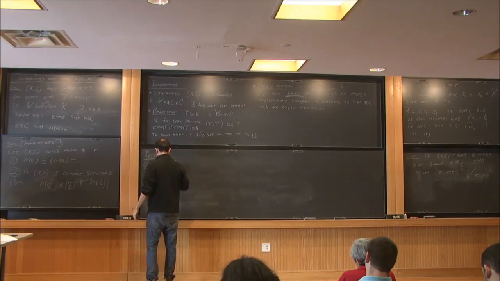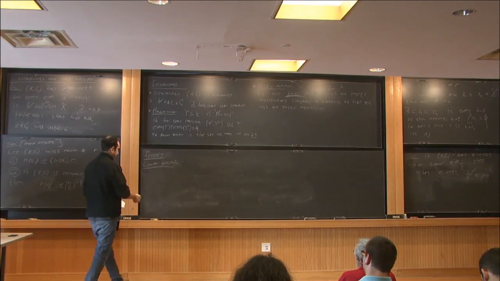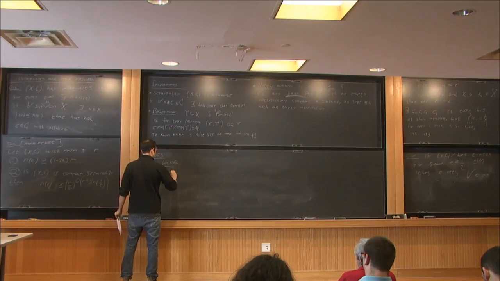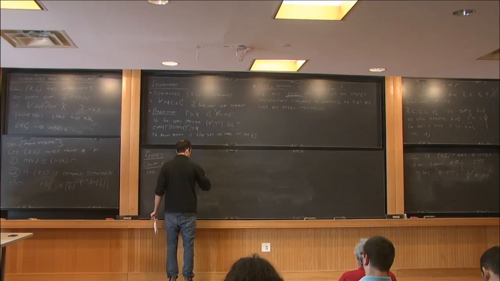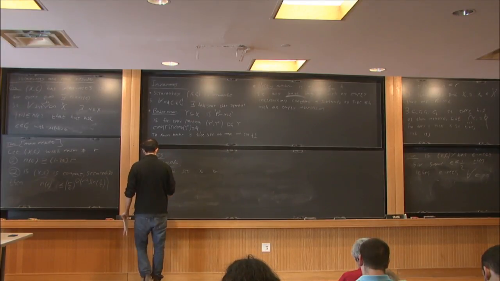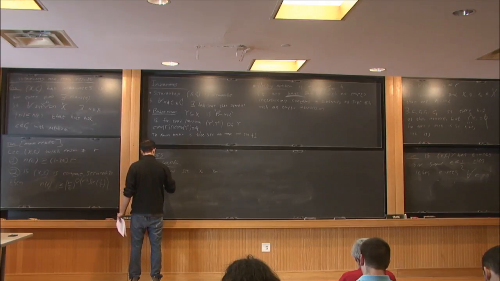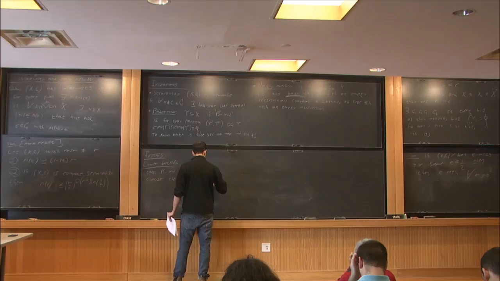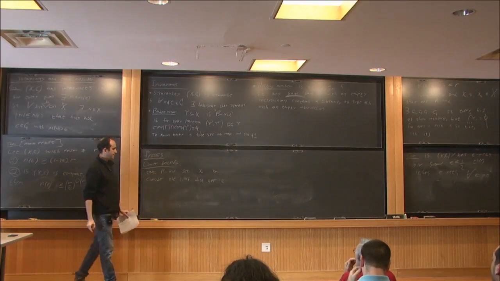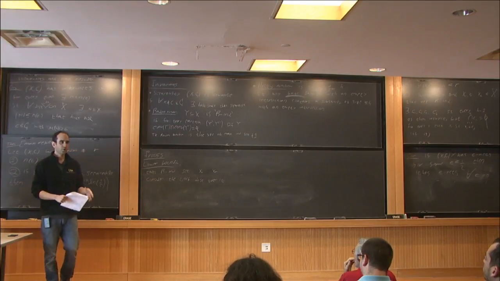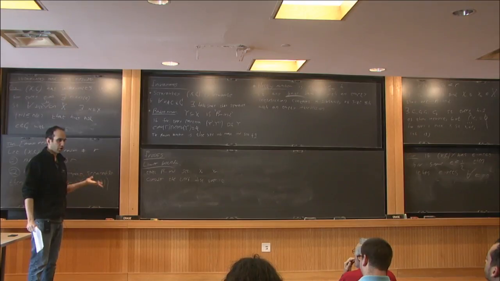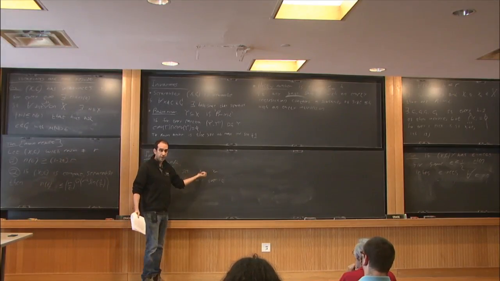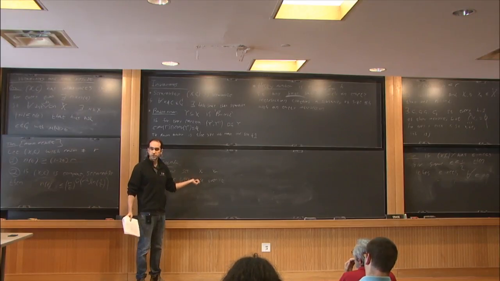Okay, so lower bounds. Take R independent points x1 up to xr, and consider the uniform distribution over it. First of all, what are the convex sets of measure larger than epsilon? These are exactly anything that contains a convex hull of epsilon r points. Okay?